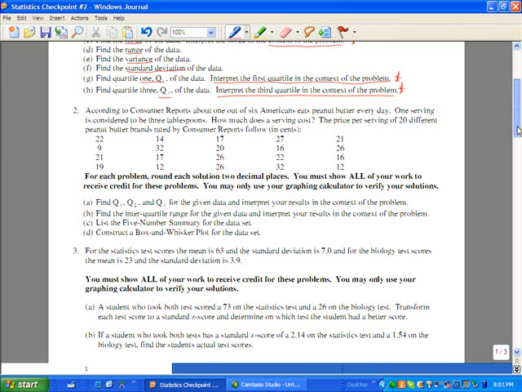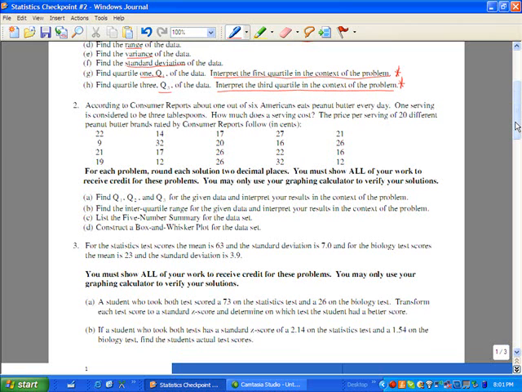All right, our next group of problems here, the next group of data rather, says that we have serving cost here of 20 cents. It's 20 different peanut butter brands. So they went through and they said, okay, the first peanut butter brand was 22 cents per serving, 9 cents per serving, 21 cents per serving, and so on. It says for each problem, round each solution 2 decimal places.